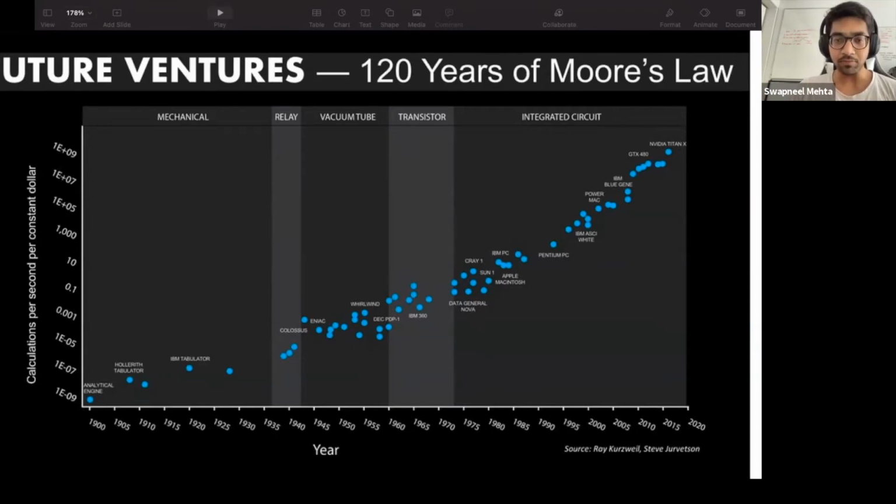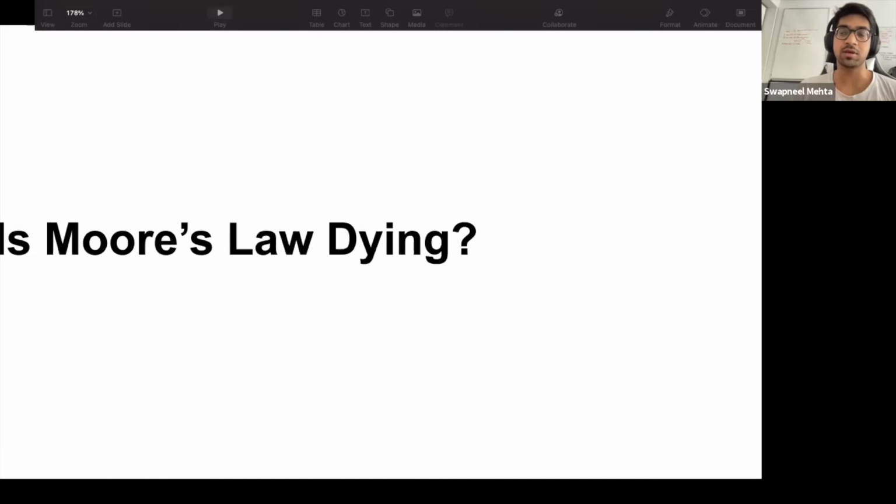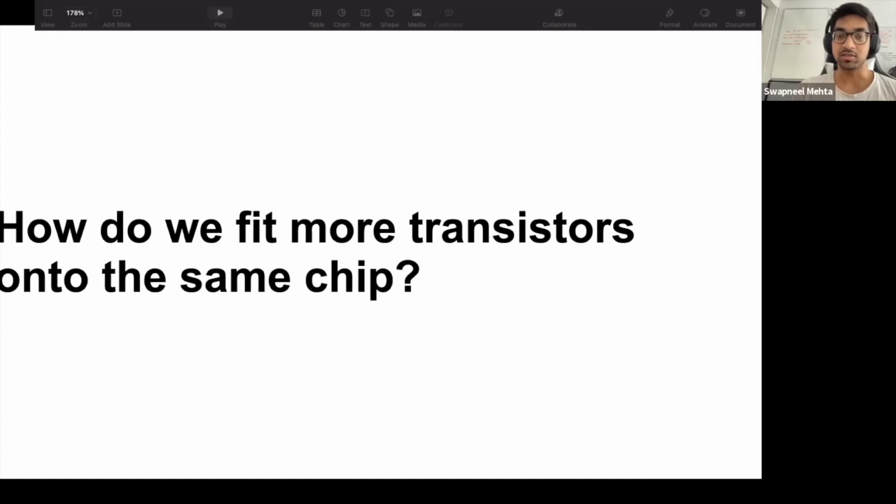And so some of the people started asking, hey, is Moore's law dying? Is there a finite limit to adding more transistors on chips? And I'm going to pause there and ask you, does anyone have some idea how we fit more transistors onto the same chip?